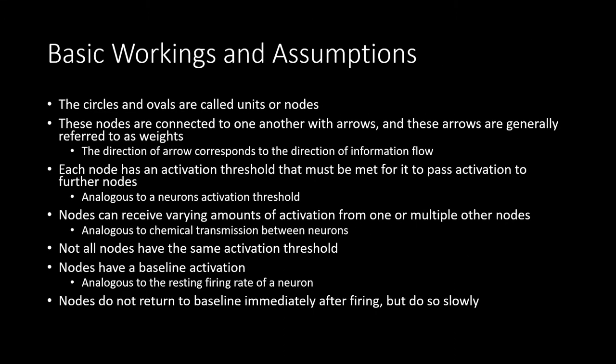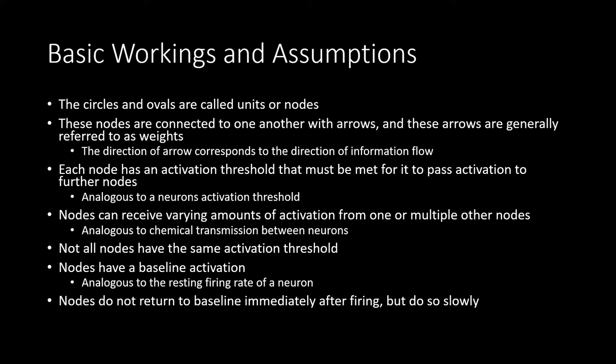So let's get into some of the basic workings and assumptions of feature nets that we're going to talk about for the rest of this part of the lecture. Whenever you see little circles and ovals, these are referred to as units or nodes. These exist only when we draw diagrams of them. In the actual instantiation, they are just a little number within a matrix of numbers. A matrix of numbers is just a two-dimensional grid of numbers. It's kind of like if you randomly filled out a bunch of numbers in an Excel spreadsheet and it looked roughly rectangular, that would be a matrix of numbers.